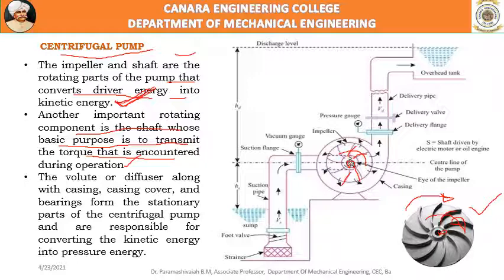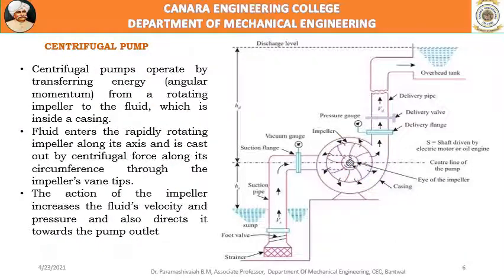Then the volute or the diffuser along with the casing. Casing is nothing but the outer cover, the outer body of the pump. Casing and bearings form the stationary parts of the centrifugal pump. Bearings are nothing but the supports for the shaft. They are the non-rotating parts of the centrifugal pump and are responsible for converting the kinetic energy into pressure energy.